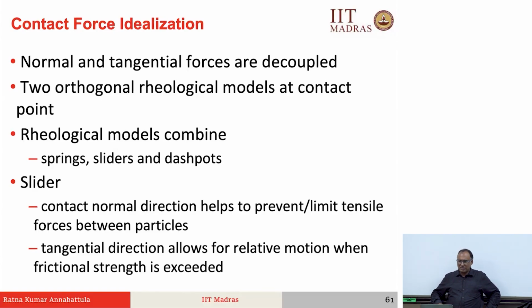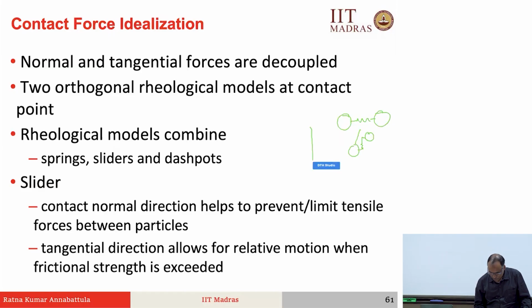What is a slider? In the contact normal direction, a slider helps to prevent or limit the tensile forces between the particles. When the particles are compressing, there is no problem. Suppose you want to define the cohesion force between the particles. When you are separating the particles, there will still be some resistance offered by the particles to separation, isn't it? But once the particles have moved sufficiently far away, there should not be any resistance, right? So there you are defining a slider-like thing. So this is the limit.